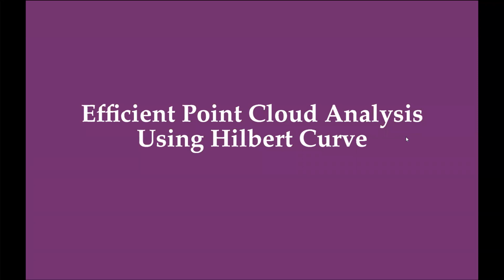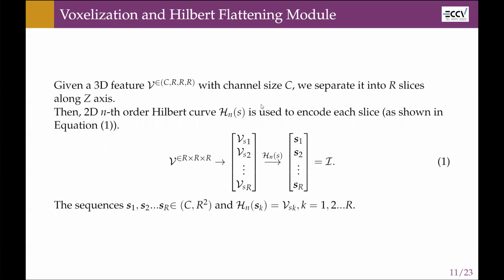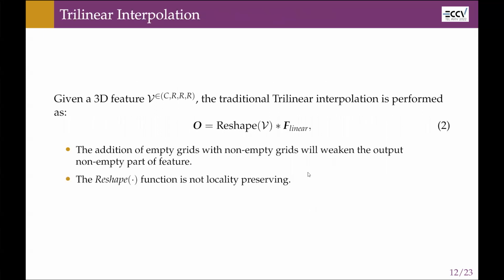Then let's move to our approach. The main framework is shown here, which has two branches, an image branch and a point branch. In the framework, HI, HA, and HP represent Hilbert interpolation, Hilbert attention, and Hilbert pooling, respectively. I will introduce them later. We first flatten voxel data into 2D using the voxelization and Hilbert flattening module. As shown here, it flattens the voxel data along the z-axis.